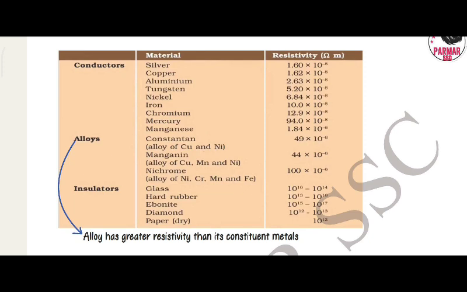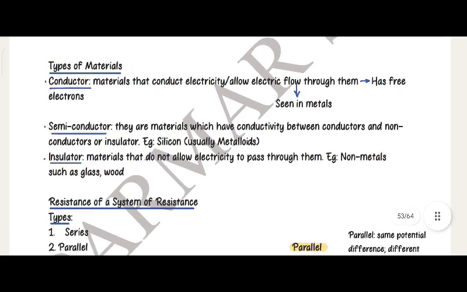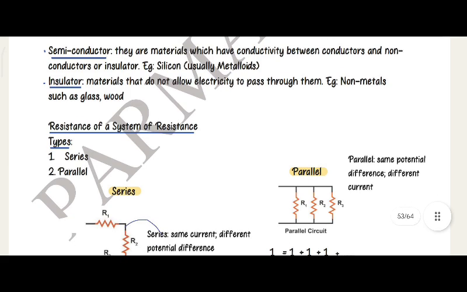Next, alloys and insulators. Alloys have a greater resistivity than their constituent metals. Types of materials. Conductors: materials that conduct electricity, allowing electric flow through them, seen in metals, which have free electrons. Semiconductors: materials which have conductivity between conductor and insulator, for example silicon, usually metalloids. Insulators: materials that do not allow electricity to pass through them, for example non-metals such as glass or wood.